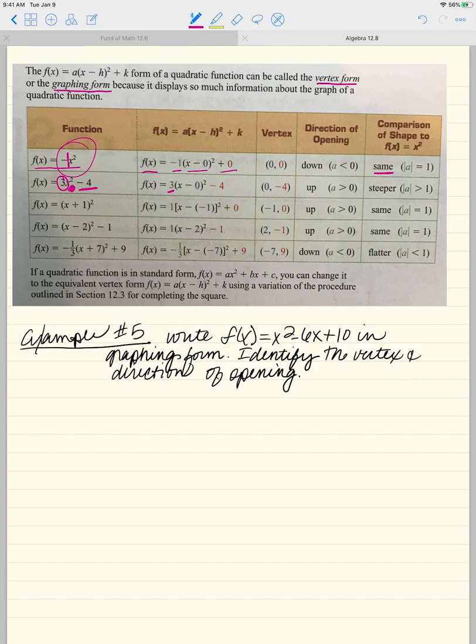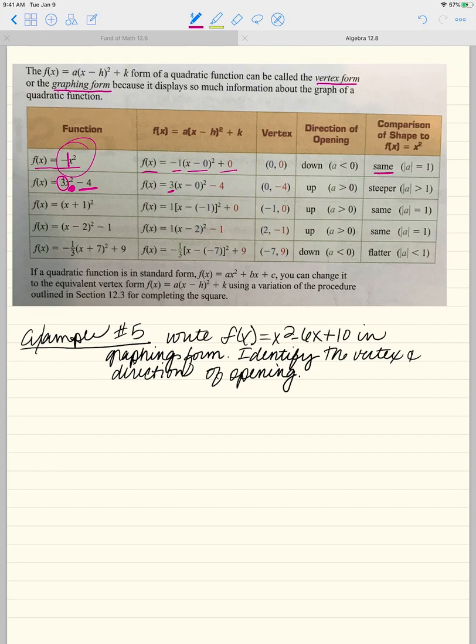Our graph is going to open up because a is greater than 0. a is positive. So our parabola opens up, and it is steeper than the graph of x squared because the absolute value of a, which is 3, is greater than 1. So that makes a steeper parabola, or parabolic function, okay?